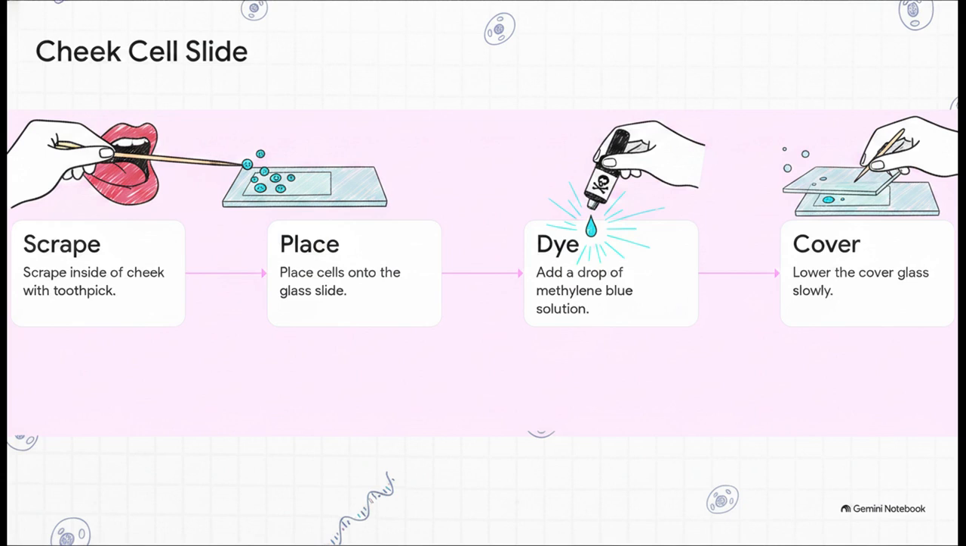Now, since animal cells are mostly transparent, step 3 is absolutely crucial. You add a drop of methylene blue solution. It acts like a dye to make the cell structures really pop under the microscope light. Finally, you carefully lower a cover glass using a mounting needle. You really want to avoid trapping any air bubbles that could block your view.